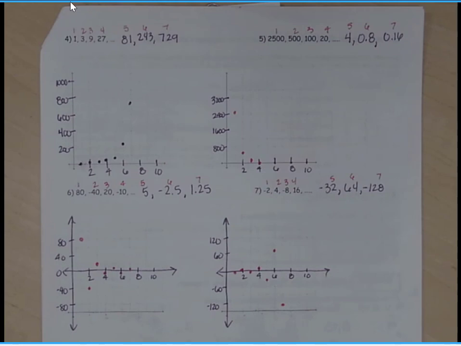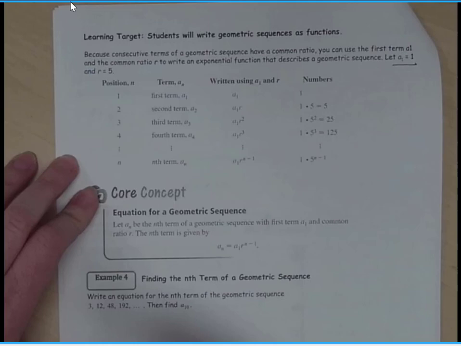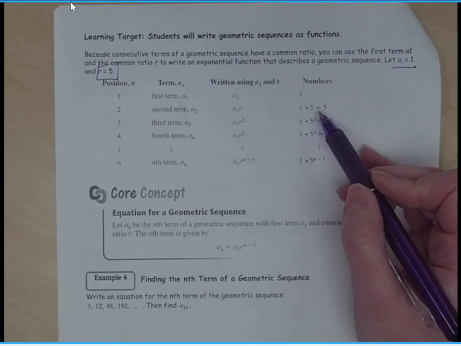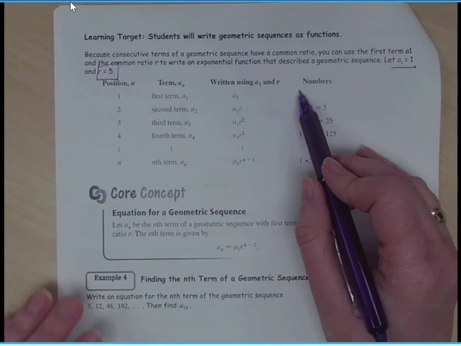Let's talk about these exponential functions here for a minute. So let's say I have a first term of 1 and then a common ratio of 5. That means I'm going to multiply by 5 each time. Well, if you notice, my first term here is just 1. I'm not multiplying by 5 here. Now, my second term is 5 times this one.